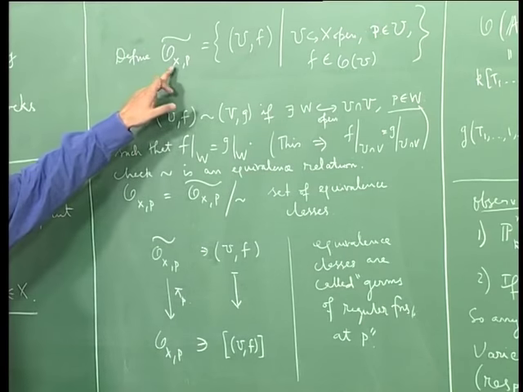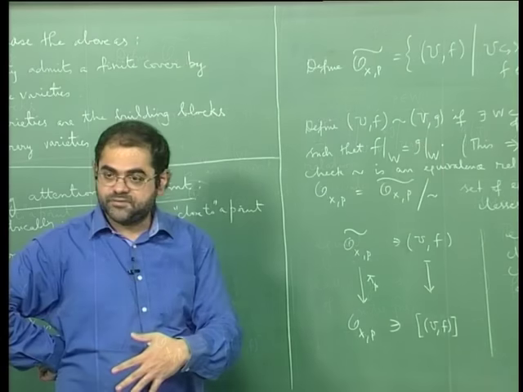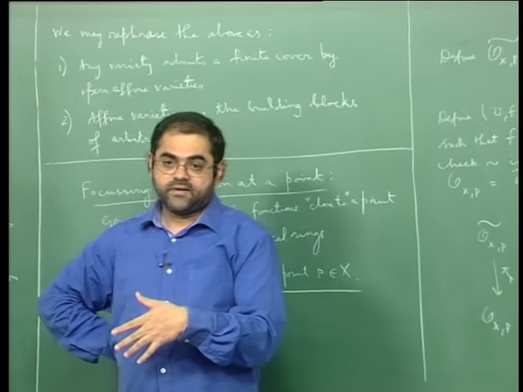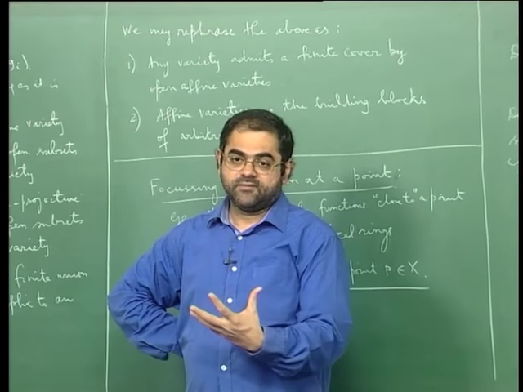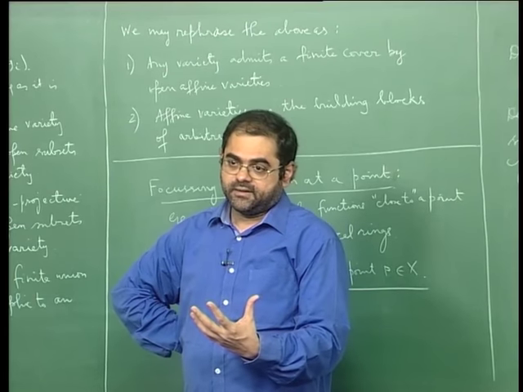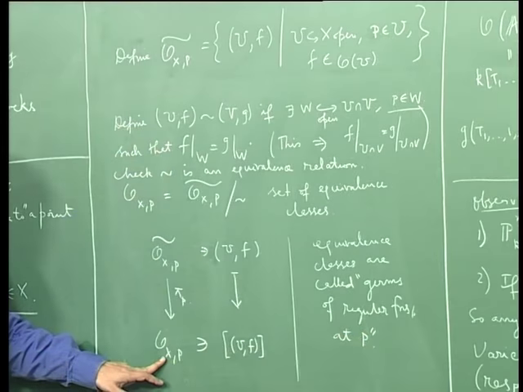Or I could have taken the space to be the plane or some n dimensional Euclidean space, and I could have taken functions f which are defined on a neighborhood of a point and which are C infinity, which means they are infinitely differentiable. Then I'll get the local ring of germs of differentiable functions, C infinity functions, and that's what you get when you look at a manifold.